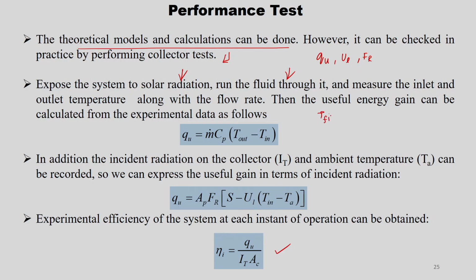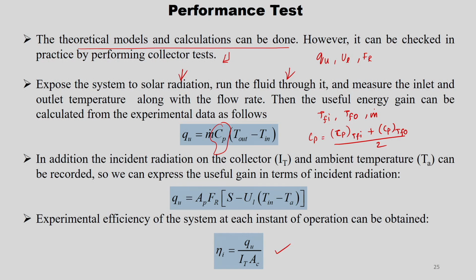So, Tfi, Tfo and mass flow rate. Then calculate the useful heat energy gain from the experimental data. The mass flow rate we measured, T out and T in we measured, and this is the fluid Cp, which is the average value, normally taken at Tfi. This is the normal calculation we follow: average Cp, and calculate Qu.